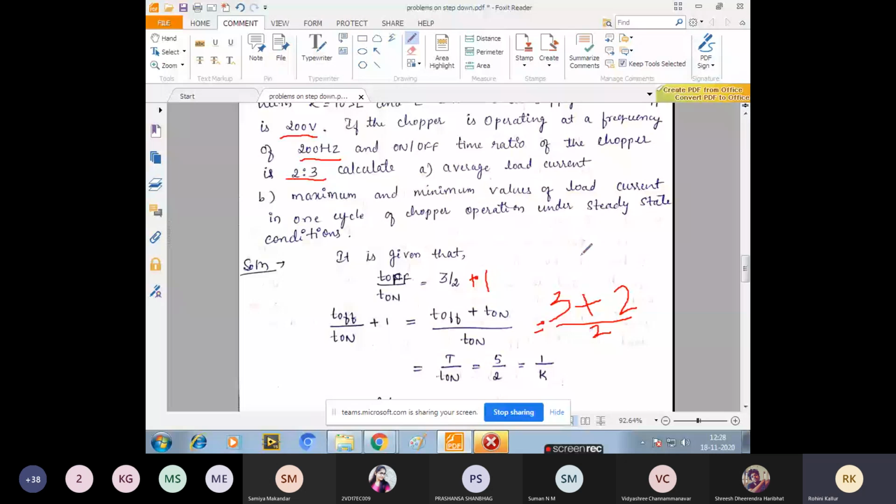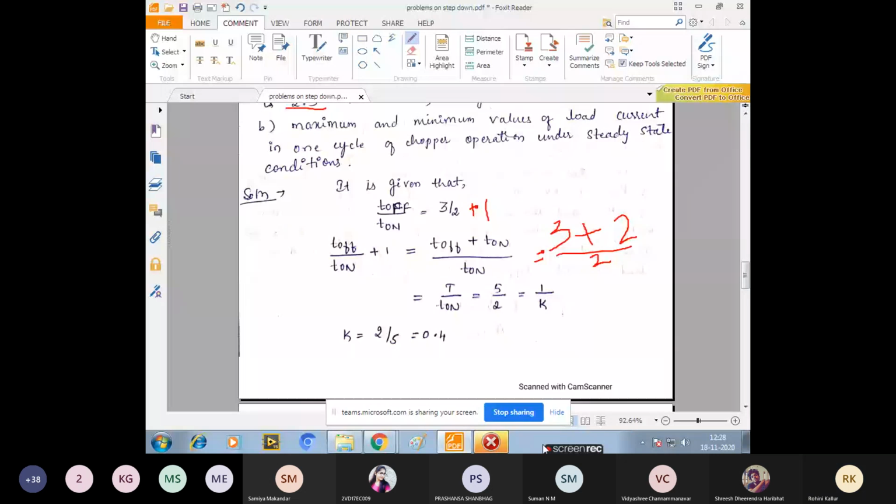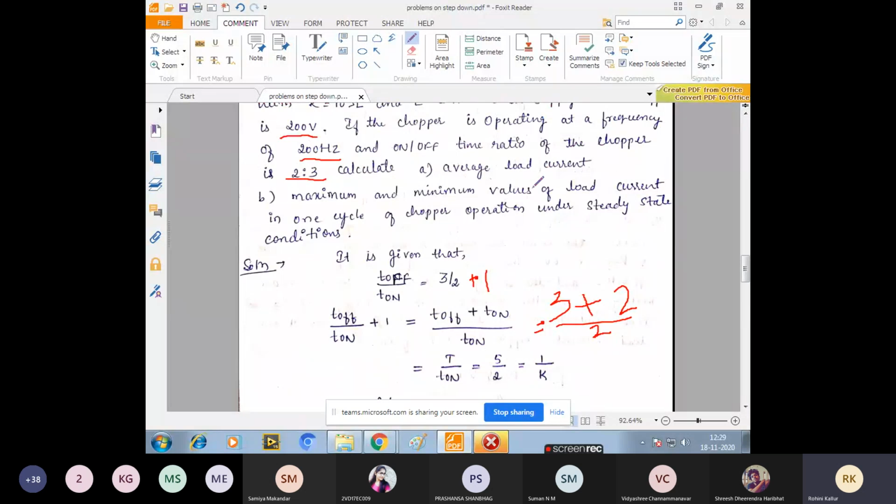We know that duty cycle K is equal to T on by T, that is the on period divided by the total time period. Now it is in reverse order, so I'll write it inverted. T divided by T on is equal to 1 over K. Now I want K, so K will be the inverse of this, which is 2 divided by 5, and the value is equal to 0.2. First we need to calculate the average load current and then the maximum and minimum current.